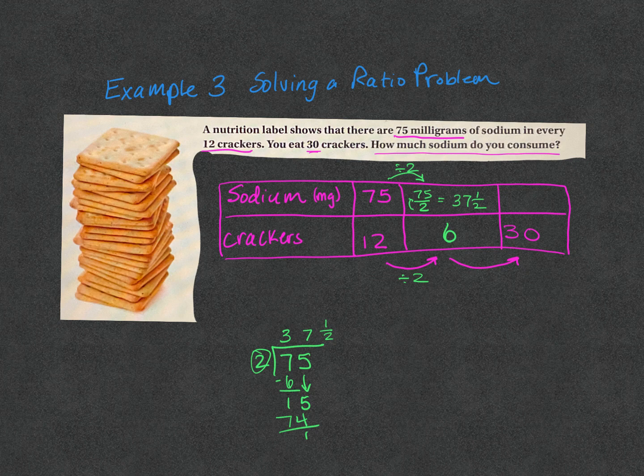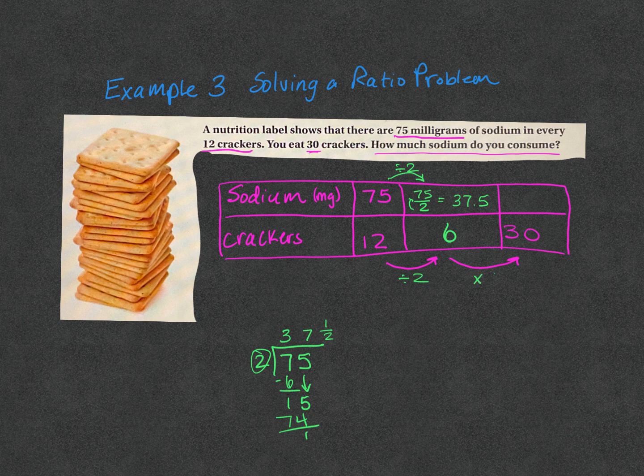Now, if I have 37 and a half, in our world of ratios, I would want to probably make this into a decimal, because it's just a little bit easier to work with. So 37.5. Now I have to figure out, how did I get from 6 to 30?